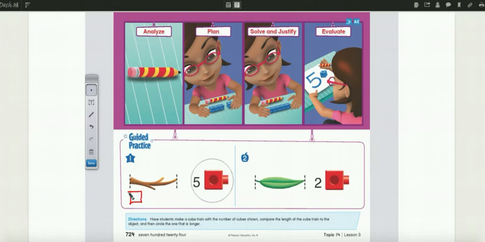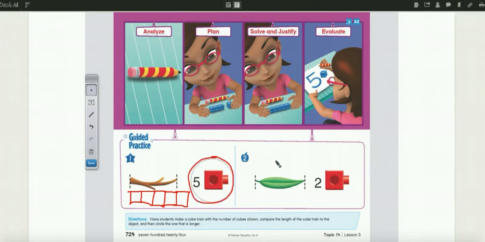Count with me. 1, 2, 3, 4, 5. Which one is longer, the stick or the cube train? The cube train, so we're going to go ahead and circle that.